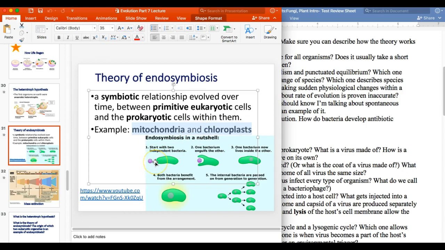The prokaryote that was engulfed eventually became the mitochondria and the chloroplast. So make sure you know these examples. If I were to describe something like this paragraph to you and ask you, what is this? You need to know that it is the theory of endosymbiosis. Or I can ask you, what is the theory of endosymbiosis? And you should be able to explain this to me.